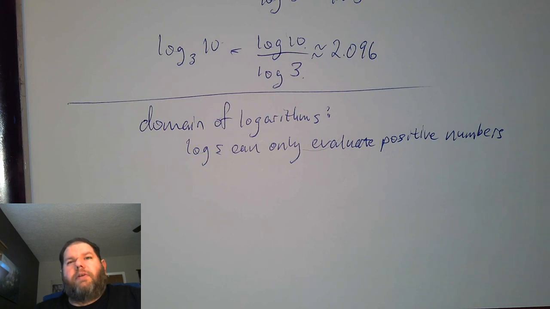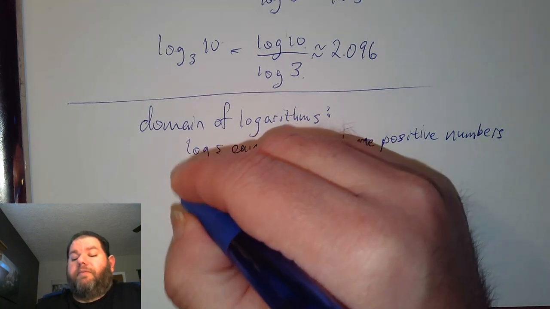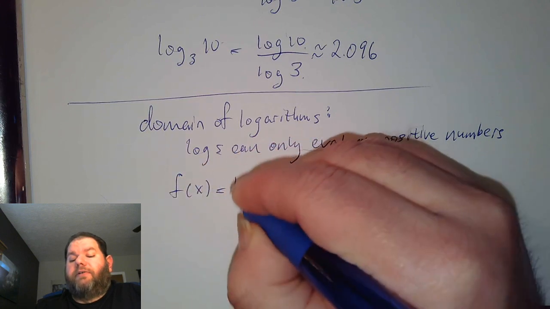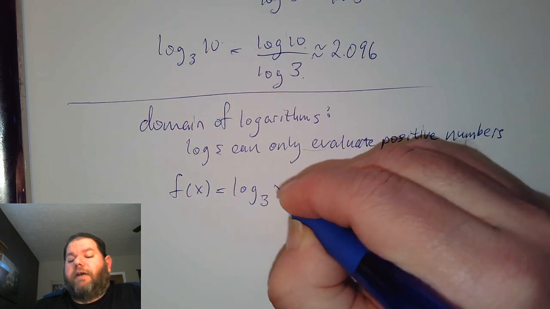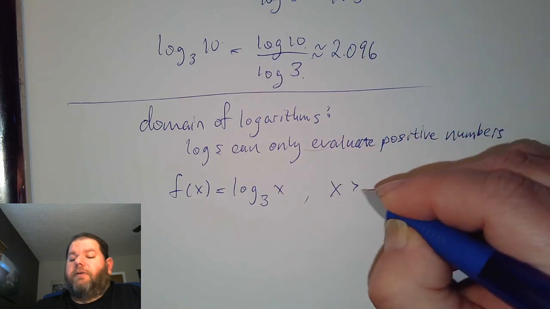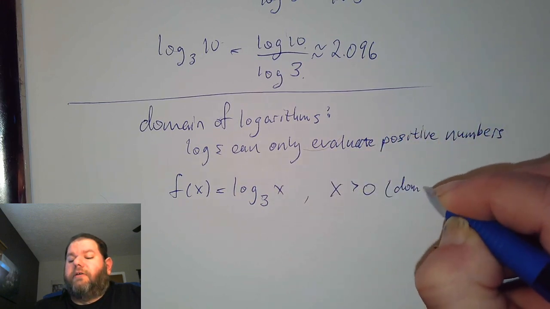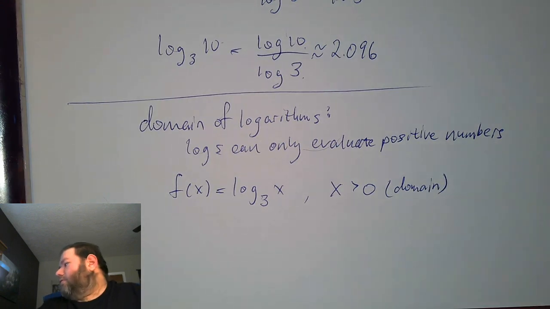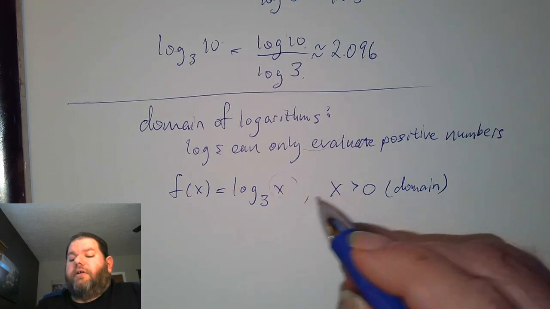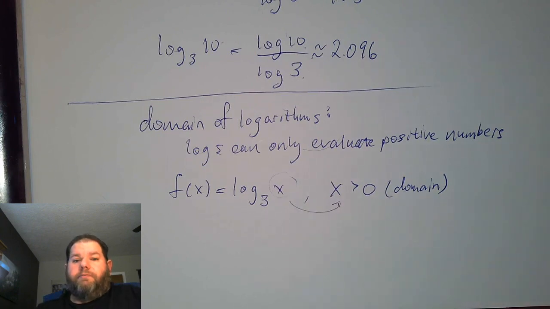Log of 0 is something like negative infinity, depending on what side we're looking at, but log of negative numbers is simply just not defined. But in most cases, we just say it is not defined, and that's sufficient. So if we have f of x equals log base 3 of x, then x has to be greater than 0. That's our domain. So whatever is in here has to be bigger than 0.